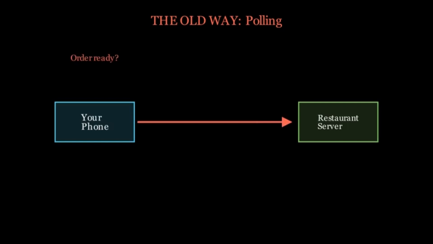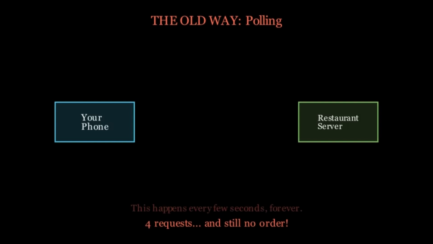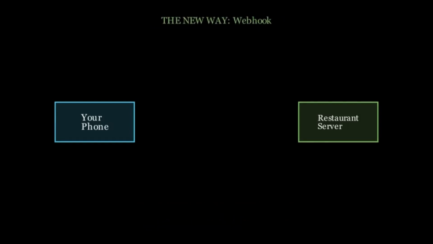Let's start with a simple question. What even is a webhook? Imagine ordering food on an app. The old way computers used to check for updates is called polling. Your app would ask the restaurant server every few seconds, "Is my order ready? Is my order ready?" Over and over, and still no answer. That's wasteful. Most of the time the answer is no, and you're burning server resources for nothing.